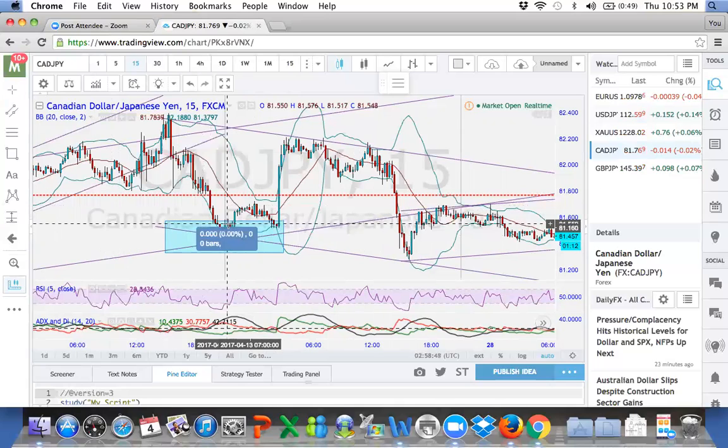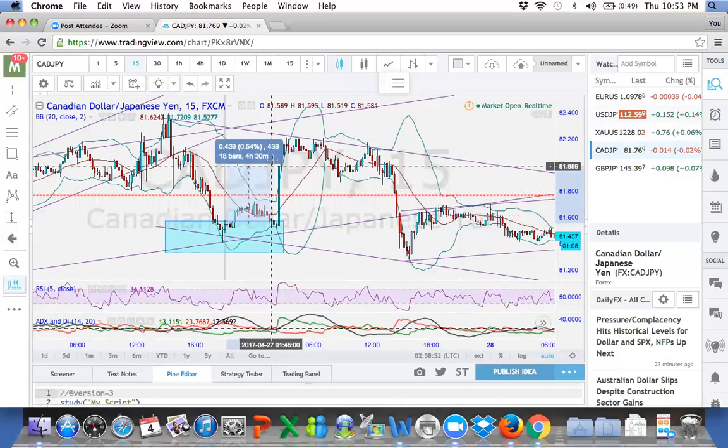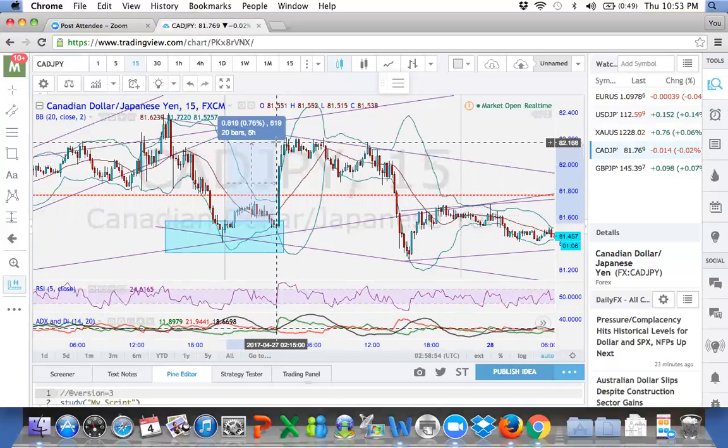So if we would have entered here, never came down to our stop loss, we would have shot all the way up here, and look at that. 65 pips, right? 0.1, that's $65. And that's in one day. Would you guys be cool with $65 on one trade in one day? That's not even including the rest of your trades.